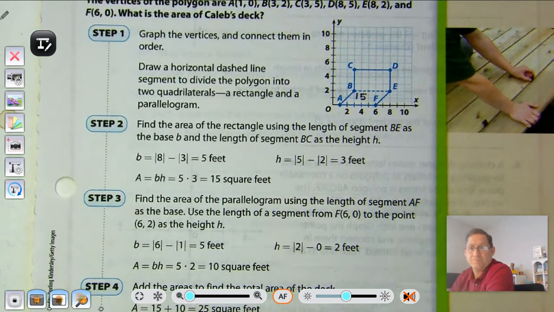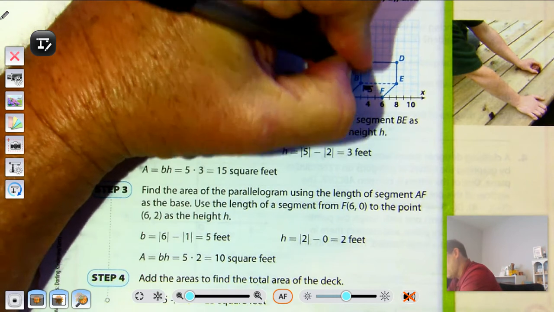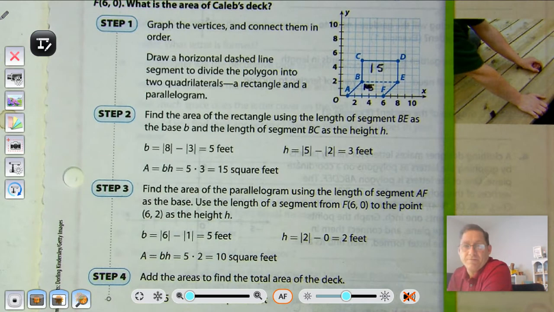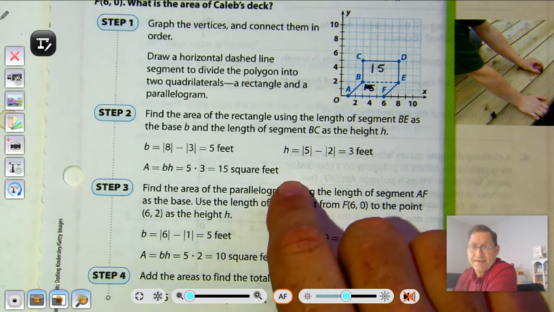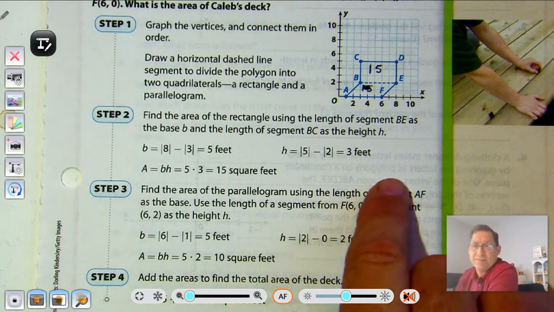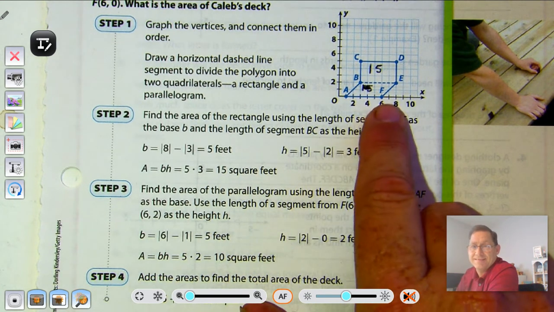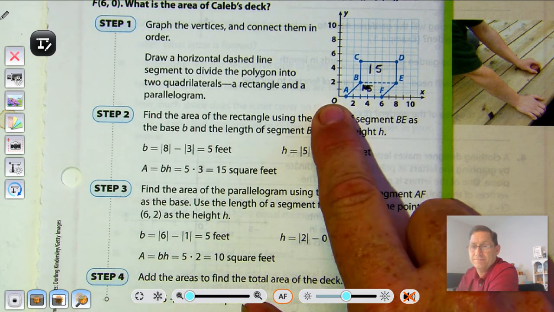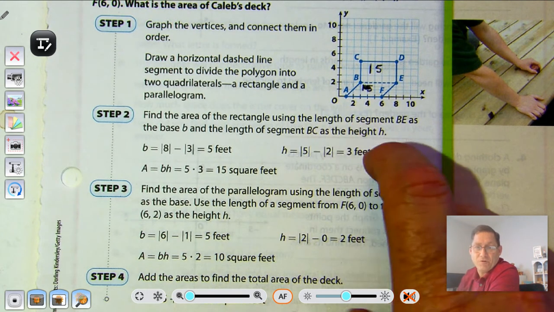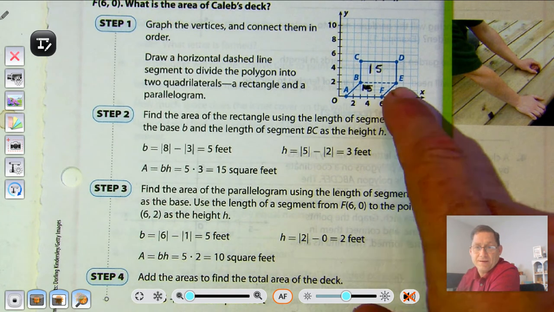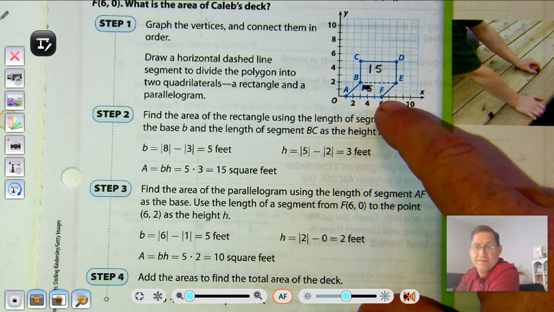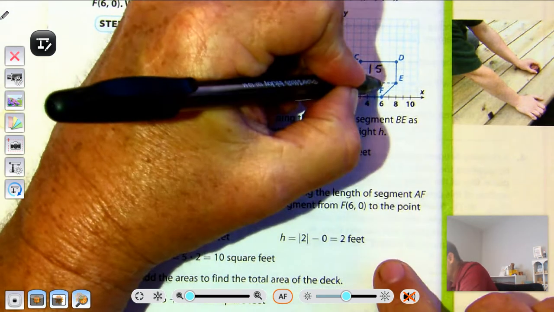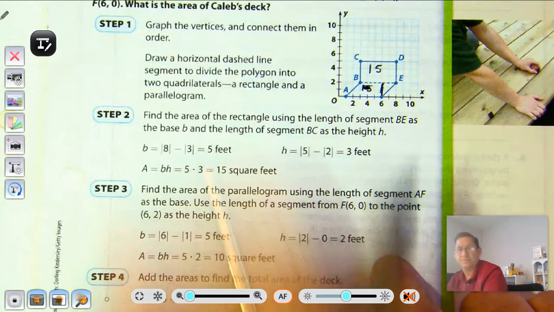Now the area of the parallelogram, sorry, we were doing the rectangle, 15 square feet. The area of the parallelogram is still the same formula, base times height. In this case, we're going to use line segment AF, which is 6 minus 1, so 5 feet. And we're going to use a height of F (6, 0) to (6, 2). In other words, we're going straight up here to find the height, right?